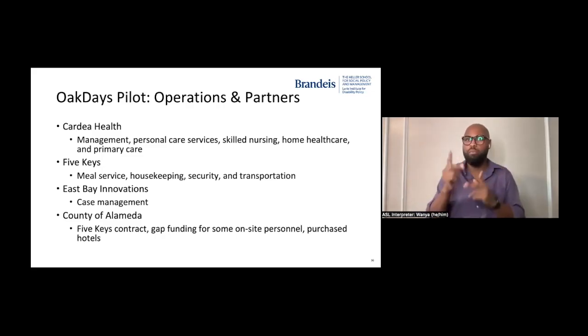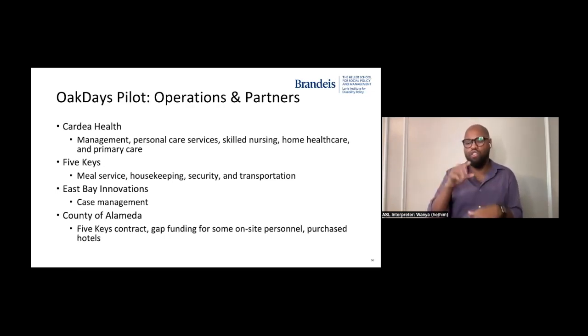The third partner was an organization called East Bay Innovations, who for about 30 years has helped people transition from institutions and supports people with disabilities to live independently in their own homes. They provided case management and helped residents apply for Medicaid and personal care services, and they helped recruit and hire personal care workers.